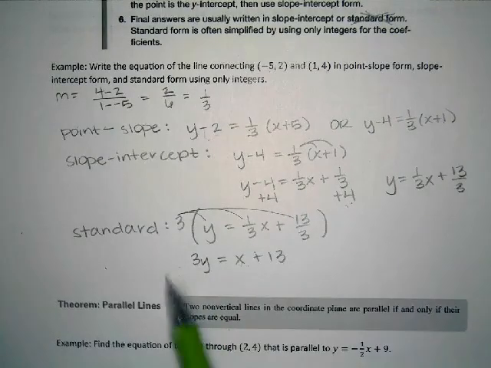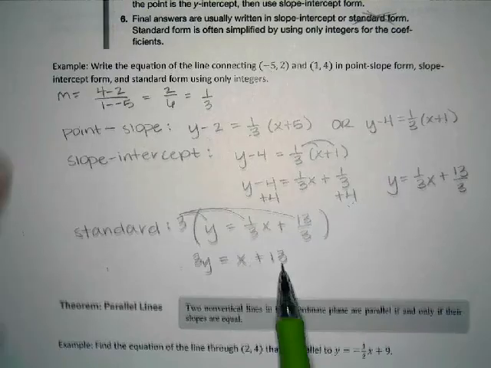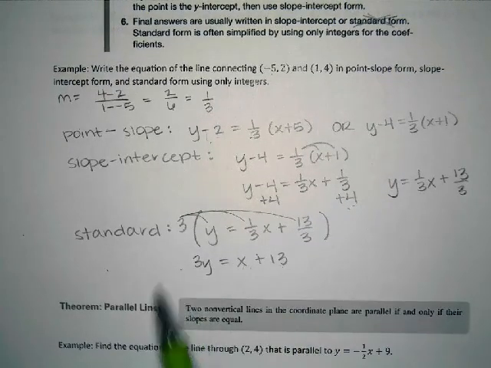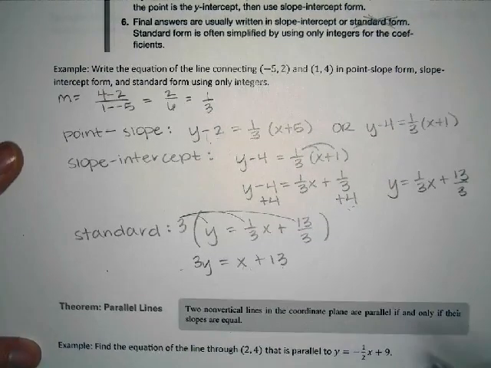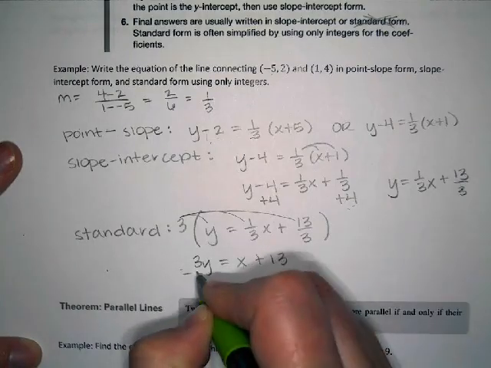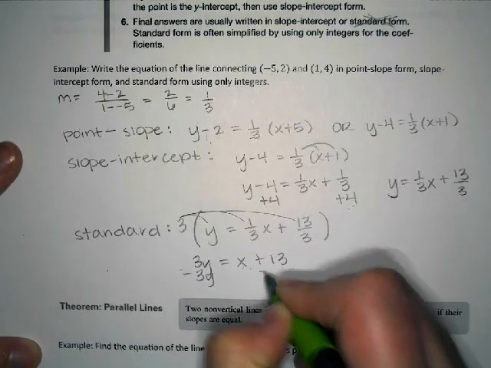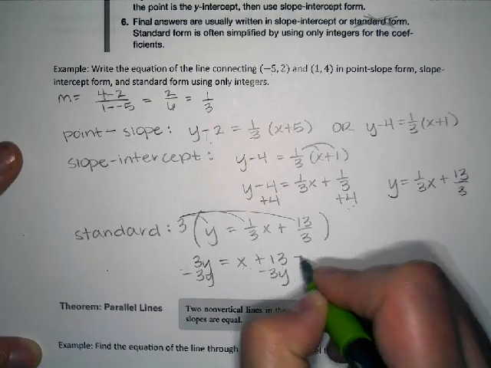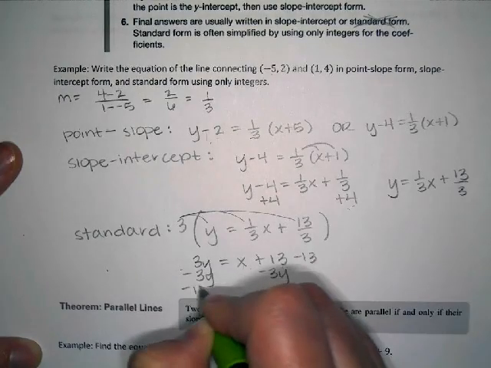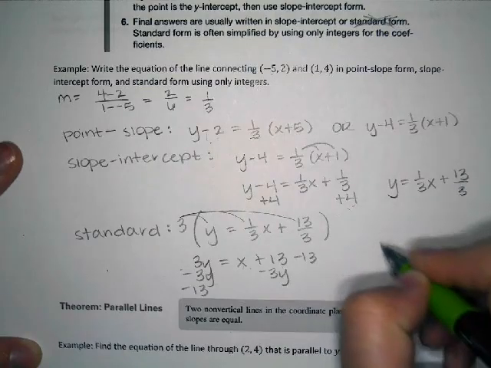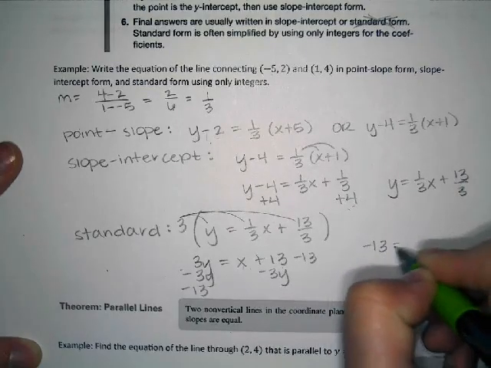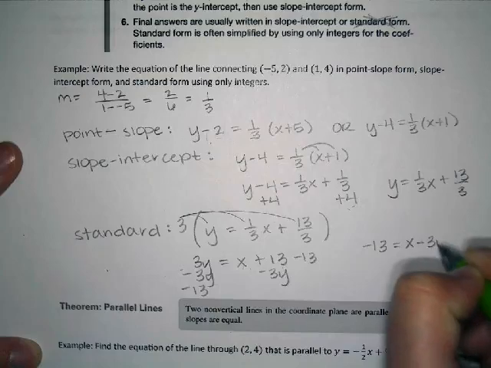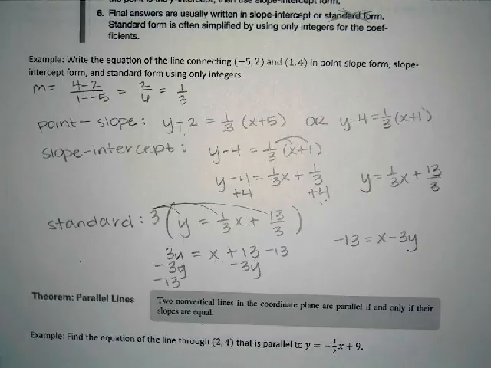But my x would be negative, and that's a problem. So I have to do the more complicated thing and subtract the 3y over here, and then subtract the 13 over there. So I have negative 13 equals x minus 3y. It's backwards. The x's and y's are on the right, the numbers on the left. It's technically standard form, but if you don't like that order, you can just flip it around.